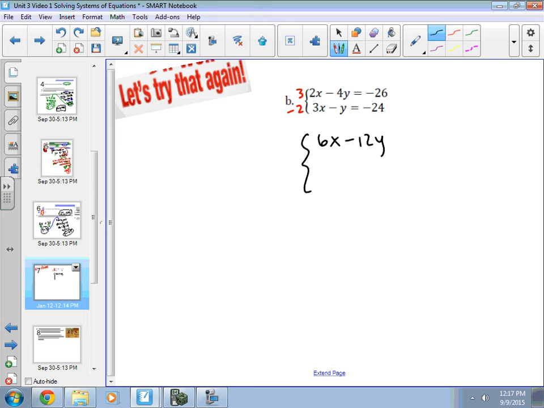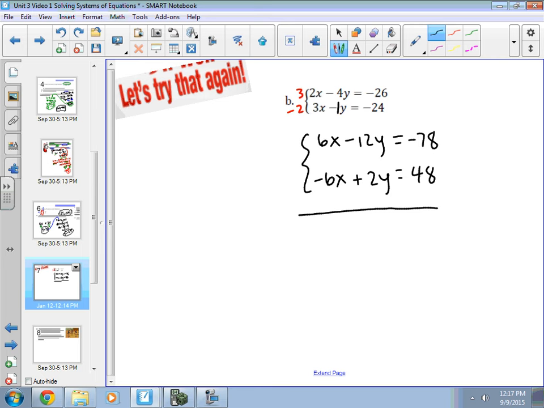Make sure you multiply the constant term on the other side of the equals also by 3, and you would get negative 78. On the bottom, we're going to multiply everything there by negative 2. So it'd be negative 6x. Negative 2 times, this is like a 1 here. Negative times the negative is going to be positive 2y. And also, again, make sure you multiply the constant term. 2 negatives is going to be positive. 2 times 24 is 48.